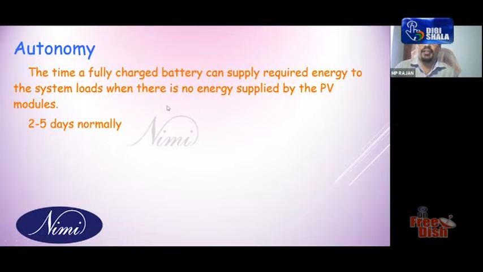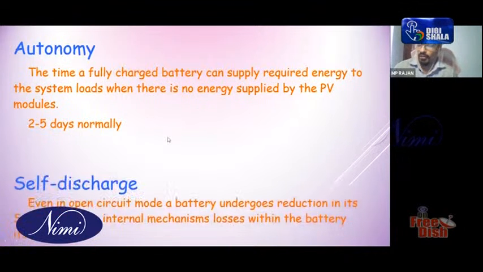Normally, while designing the battery capacity, we have to decide how many days of autonomy is required. Normally 2 to 5 days we adopt. So if for 2 days your sun energy is not available, the more autonomy you want, the more your battery capacity should be. So this is called autonomy.